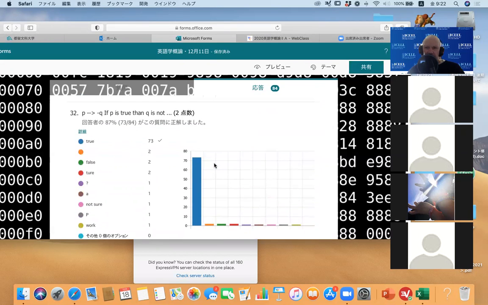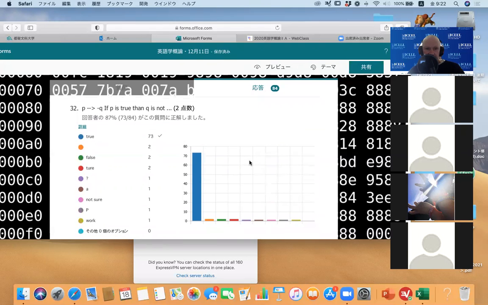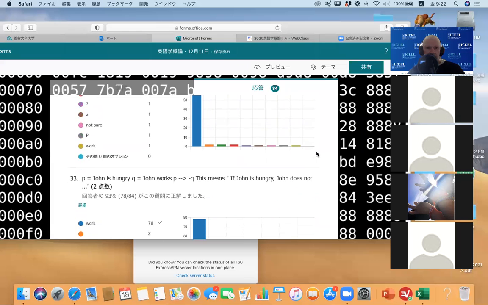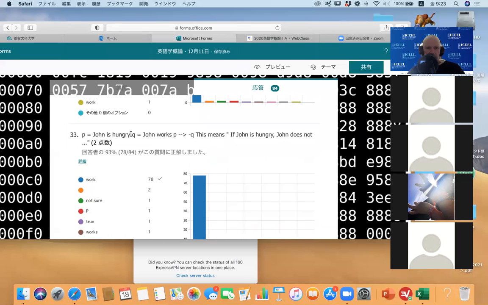I didn't actually give you that much of this, so you work this out for yourself. That was my intention. If P, then not Q. If P is true, then Q is not true. Very good. P equals John is hungry.